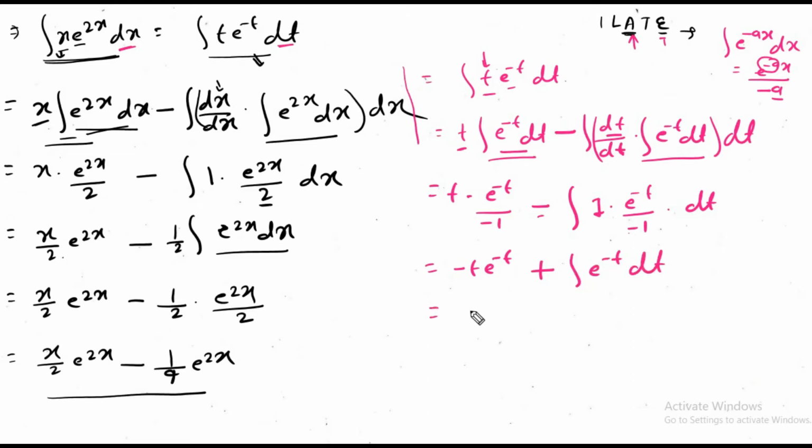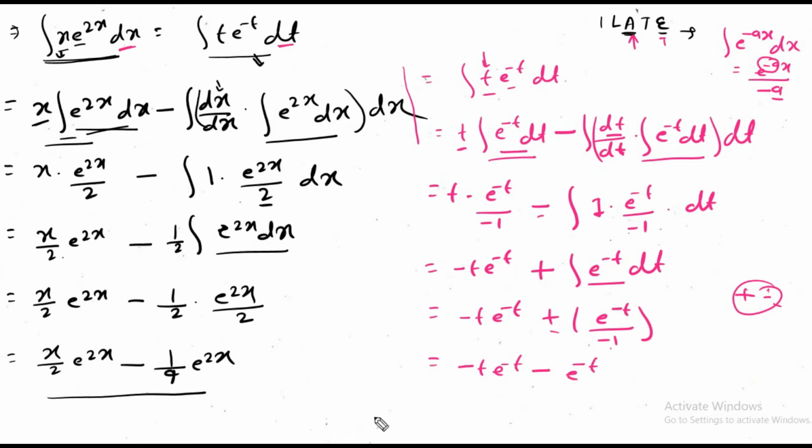So minus t e to the power minus t plus, if we integrate these terms, the solution becomes e to the power minus t upon minus 1. So minus t into e to the power minus t plus, here is a plus and a minus, so if we multiply plus and minus, the final result is minus, so minus e to the power minus t.